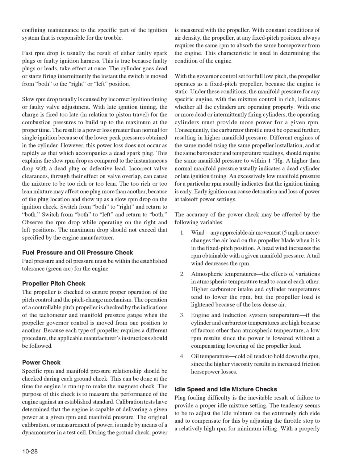Under these conditions, the manifold pressure for any specific engine, with the mixture control in rich, indicates whether all the cylinders are operating properly. With one or more dead or intermittently firing cylinders, the operating cylinders must provide more power for a given RPM. Consequently, the carburetor throttle must be opened further, resulting in higher manifold pressure. Different engines of the same model using the same propeller installation, and at the same barometer and temperature readings, should require the same manifold pressure to within 1 inch Hg.